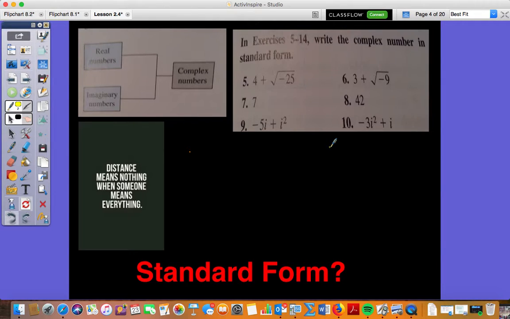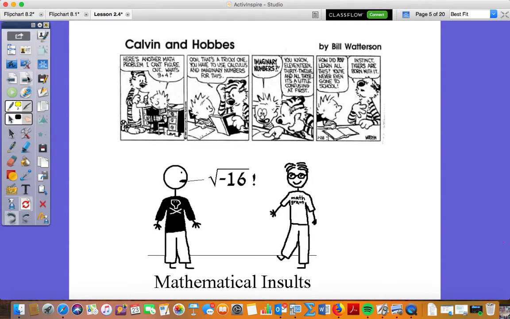I think we went over most of what's behind you. Remember, i squared is -1, and also a square root of a negative number produces an imaginary i as well. Okay? So I think we're good on that. We're going to just skip right past standard form.